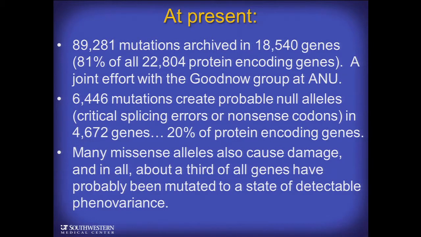But we have to remember that many missense alleles are functionally null as well. And in fact, we have a rule of thumb that for every phenotype you observe that's caused by an overt null allele, there are 2 caused by a missense allele. And we believe overall that about 1/3 of all genes in the genome have been destroyed in our collection of mutations.